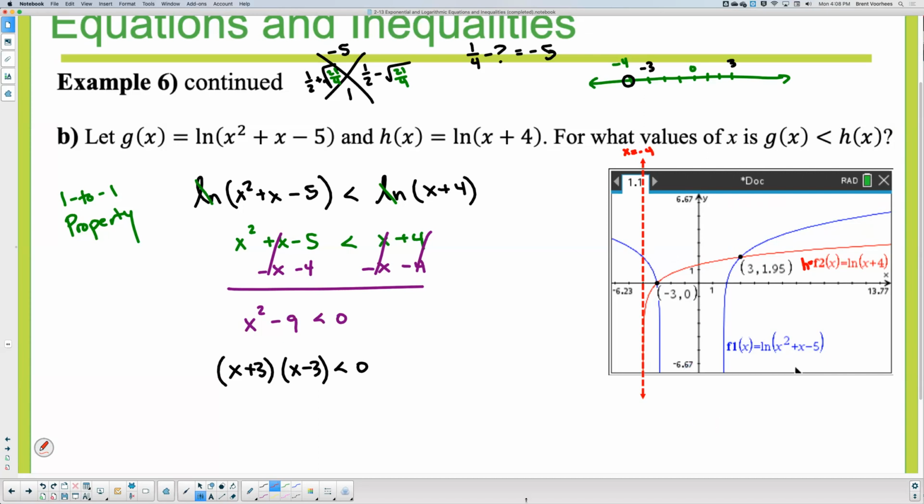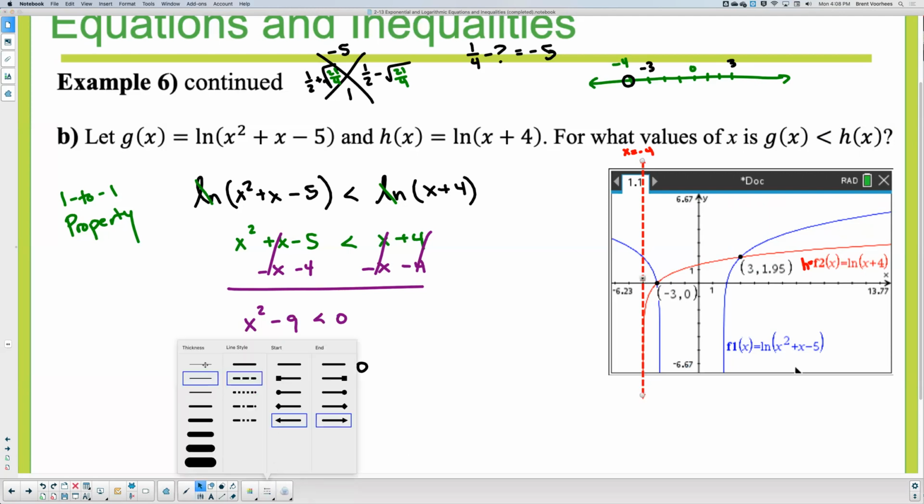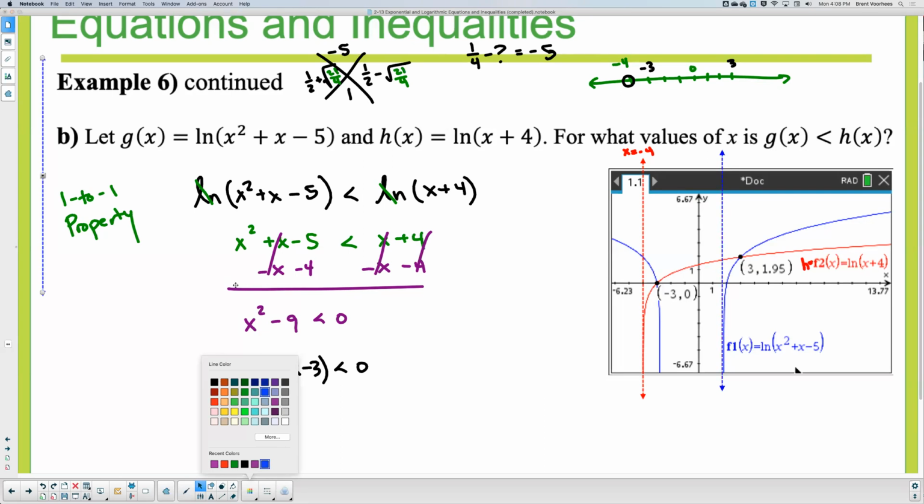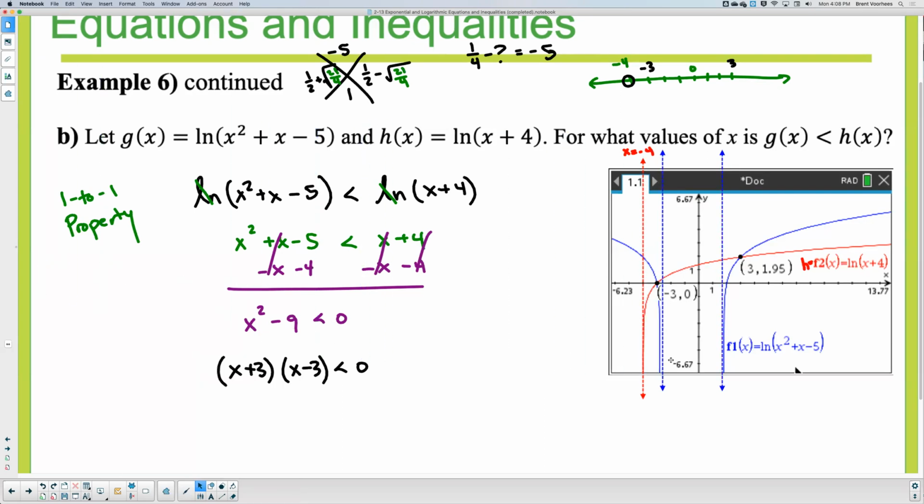Well, the blue has 2 asymptotes as well. I don't want this to stand out too much. Let me make this thinner. Okay, now I'm going to copy this. And the blue has 2 asymptotes. So it has one here, and it has another one right here.